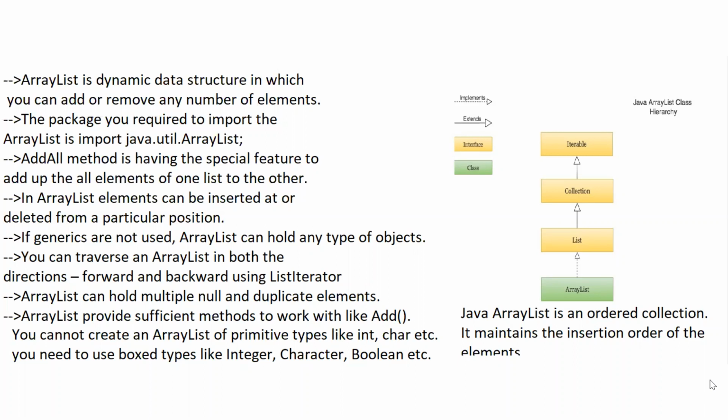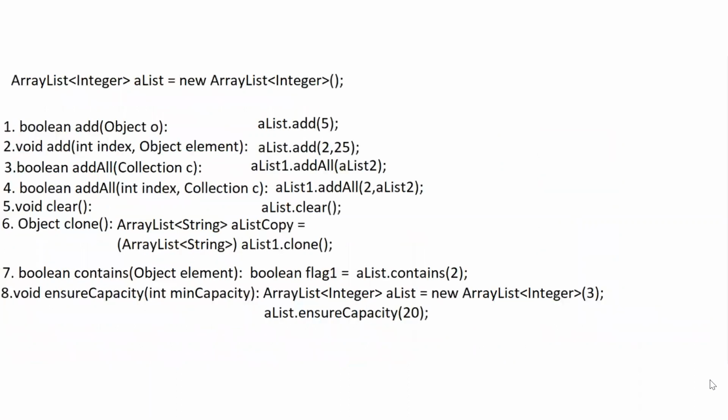Now let's see some of the predefined methods present in ArrayList. If you observe these predefined methods, first, how we can create it. Now I'm specifically saying that I want to create one of Integer type. So Integer is a wrapper class here, right? ArrayList of Integer, list equal to new ArrayList of Integer. So what is the first method?